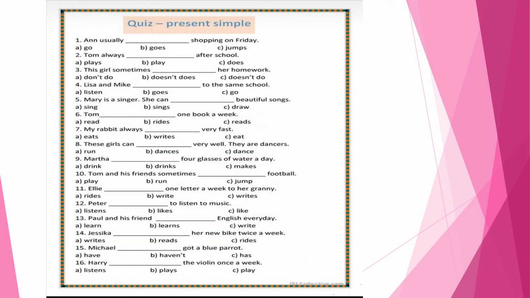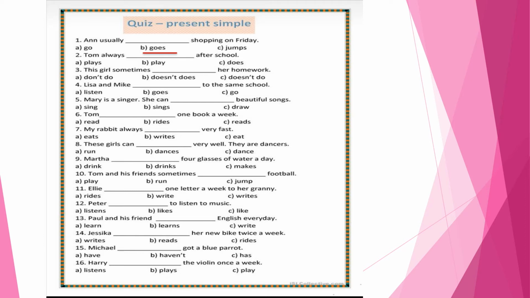Here you have to choose. Number 1, Anne usually go or goes or jumps shopping on Friday. Okay, your subject is Anne, which is a name of a girl. If you cross it, you will add the pronoun she. Okay, so it will be she usually, and the verb with she or he or it, you have to add to it an addition, which is s or es according to the end of the verb. So your verb here ends in o, so you will add es. So Anne usually goes shopping on Friday.